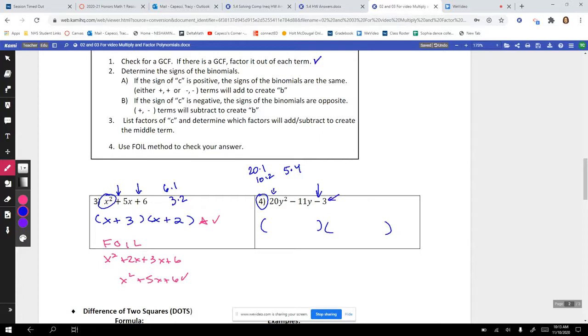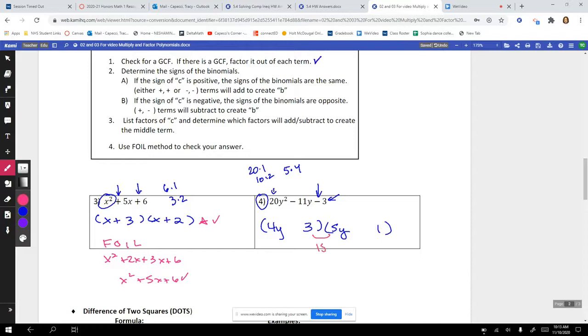However, this 3, I know, is a prime number. So I know I have a 3 and a 1. And now I can play around with the numbers. Now I'm going to use 5 and 4. So I'm going to put the 4y here and the 5y there. And sometimes it's just kind of a trial and error if you don't see it right away. So I like to do these little loops.